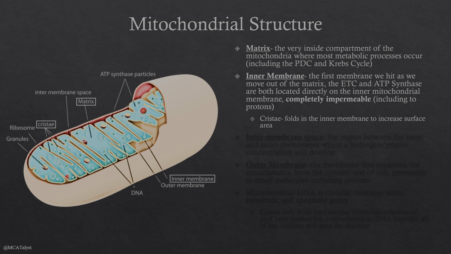One specific structural component of the mitochondria I just wanted to mention really quickly: the cristae are the individual little folds that we see on the inner membrane. They're just there in order to increase the surface area of the inner mitochondrial membrane.